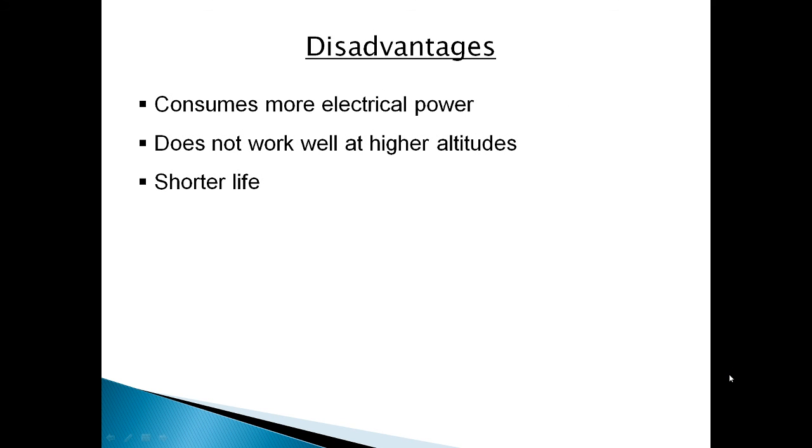But it also has some disadvantages. Plasma technology is not very power efficient. It uses more electrical power. It does not work well at higher altitudes due to the pressure difference between the gases inside the screen and the atmospheric pressure. It also has a shorter life compared to LEDs and LCDs.